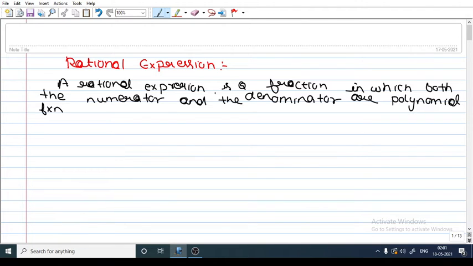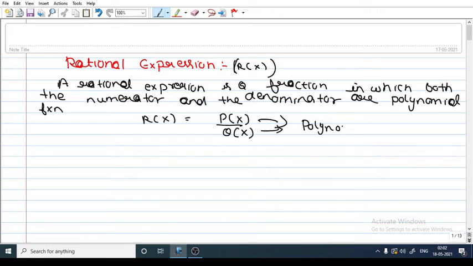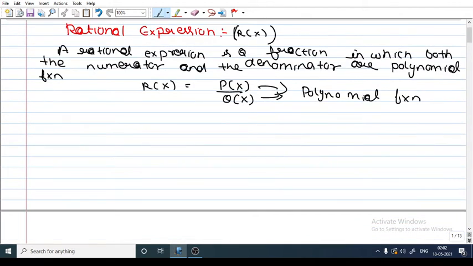So you can say a rational expression is nothing but a function R in terms of x, where R of x is nothing but a function of p of x upon q of x, and these both are polynomial functions. Okay, so hope you understand these basic things. And it is a fractional value.